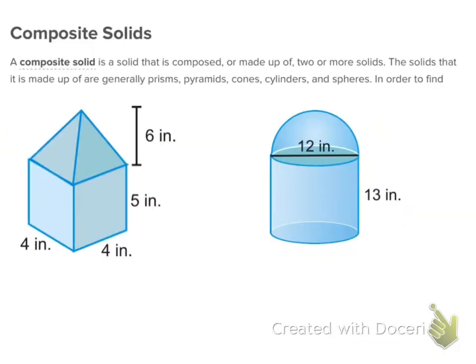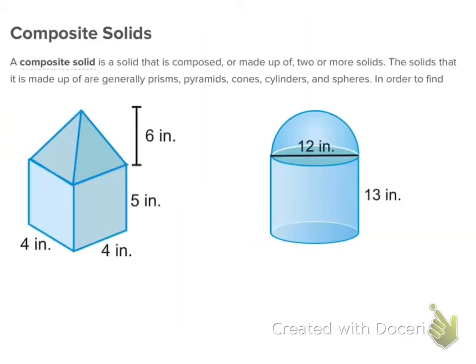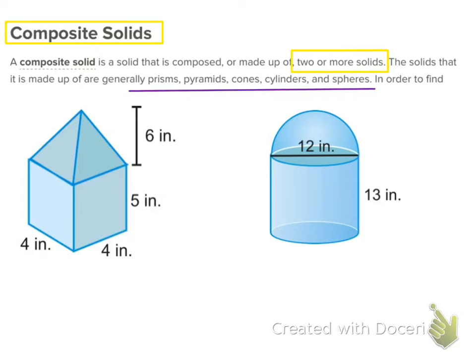In the last part here, we talk about composite solids. A composite solid is a solid that is composed of, or made up of, two or more solids. Composition is just like a mixture. So you have to just identify what solids it could be. It could be prisms, pyramids, cones, cylinders, and spheres.